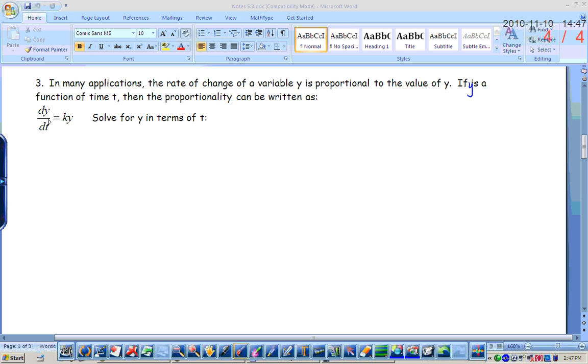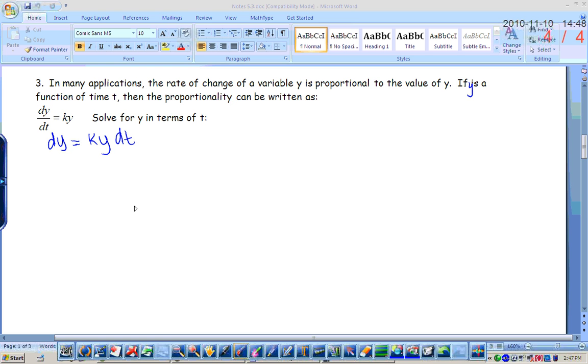So what this means is the derivative of y with respect to time is proportional to y, and that k is some constant of proportionality. And we'll worry about the k later. But right now I just want to solve for y in terms of t. So basically solve this differential equation. So the first thing is to separate the variables, and I'm going to multiply both sides by dt. So I get that dy equals ky dt.